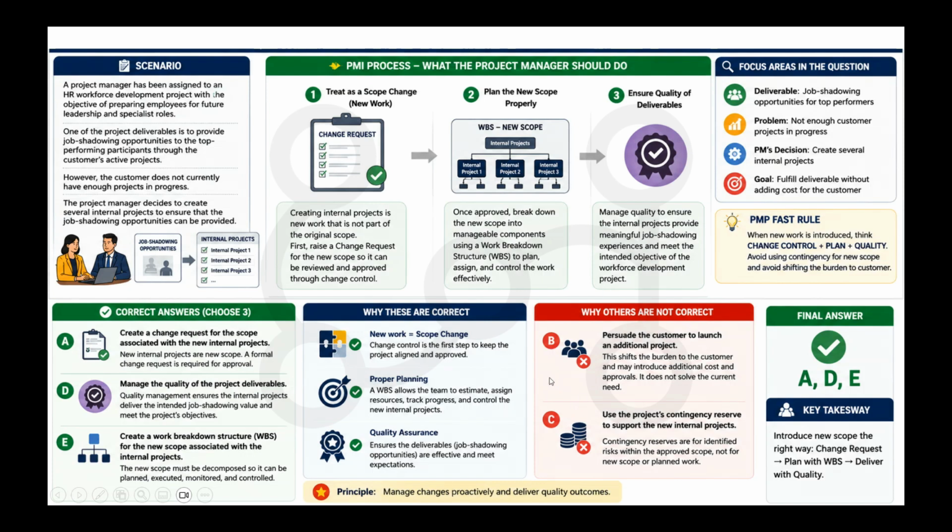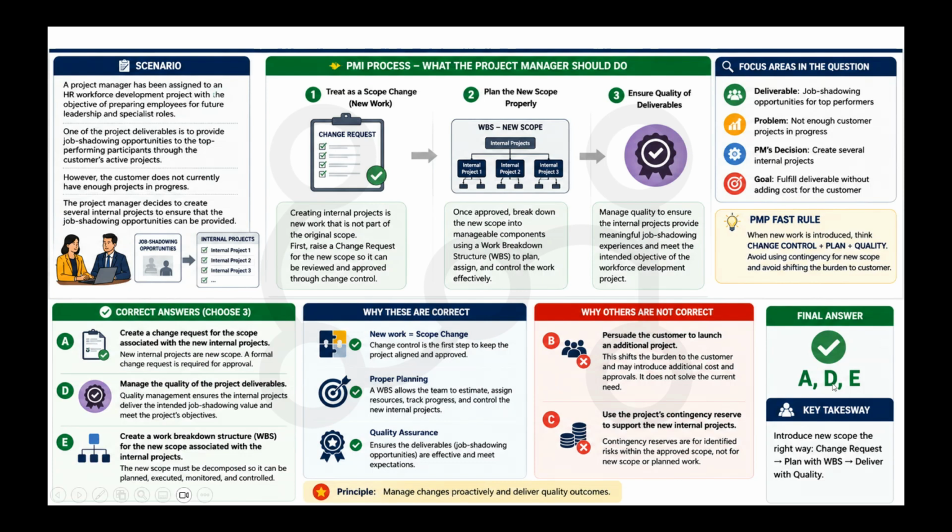Why not B and C? Persuading the customer to launch an additional project shifts the burden to the customer, may introduce additional cost and approval, and does not solve the current need. And contingency reserves are for identified risks, which are within approved scope, not for new scope. So this is a new scope, and we cannot use the contingency reserve for this.